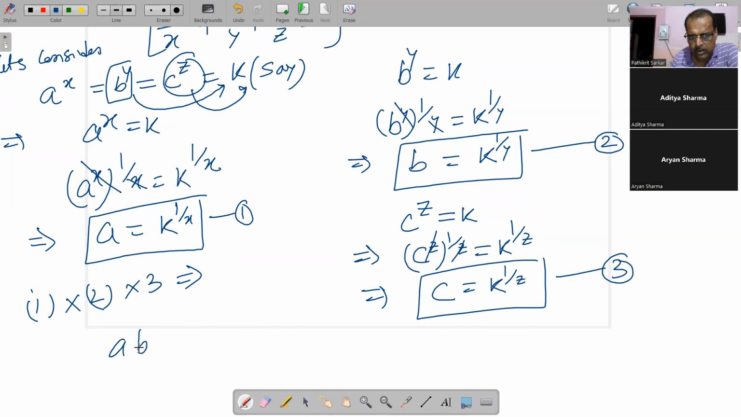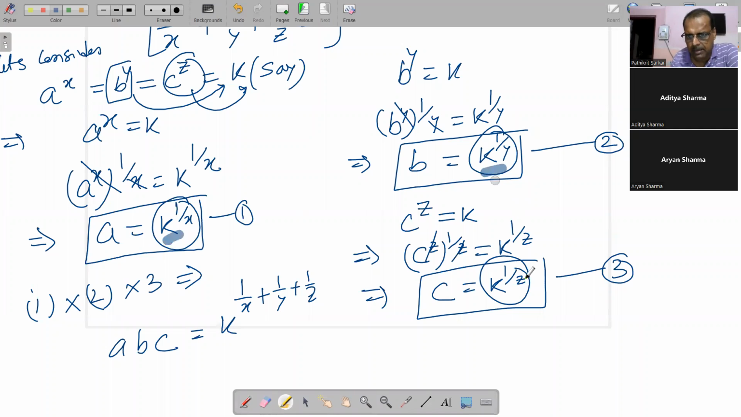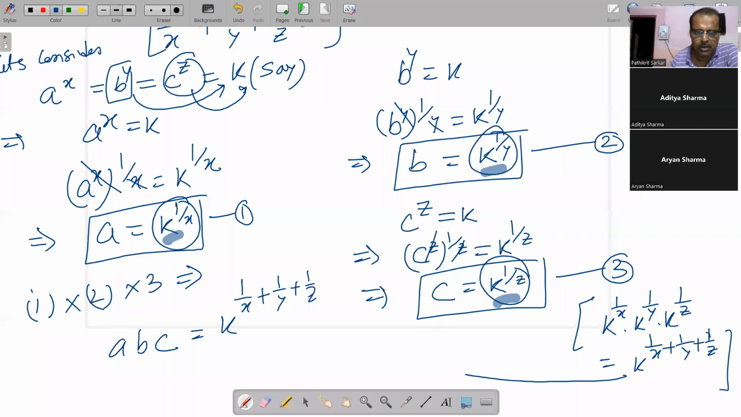अभी 1 into 2 into 3 करो, तीनों इक्वेशन को मल्टीप्लाई करो। सो इधर में आ जाएगा a इंटू b इंटू c और इधर में आ जाएगा k to the power 1/x plus 1/y plus 1/z, क्योंकि इसका बेस सेम है। सो इफ द बेस इज सेम, k भी बेस है, यहाँ पर k बेस है, तो पावर ऐड हो जाएगा। दैट मीन्स if you multiply k to the power 1/x into k to the power 1/y into k to the power 1/z, that means base same है, that means power add हो जाएगा. So if the power gets added like this, so this value you can put over here.